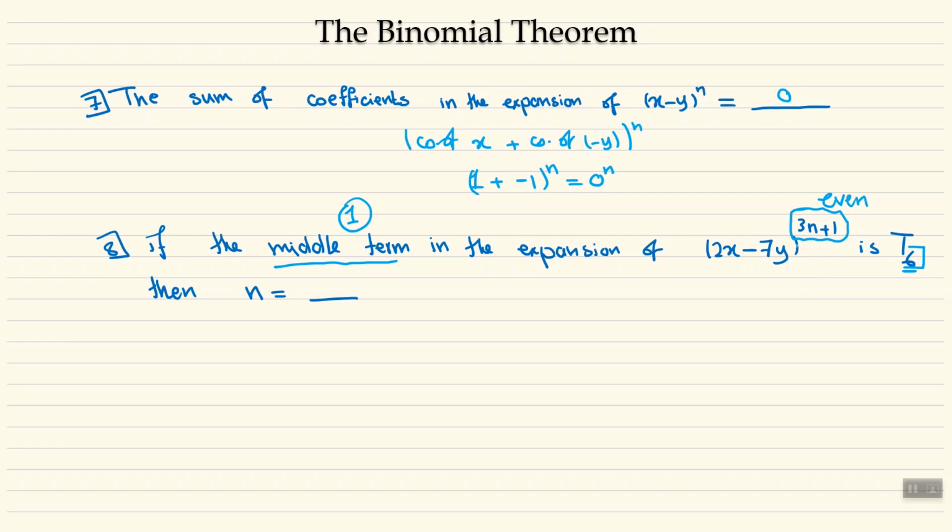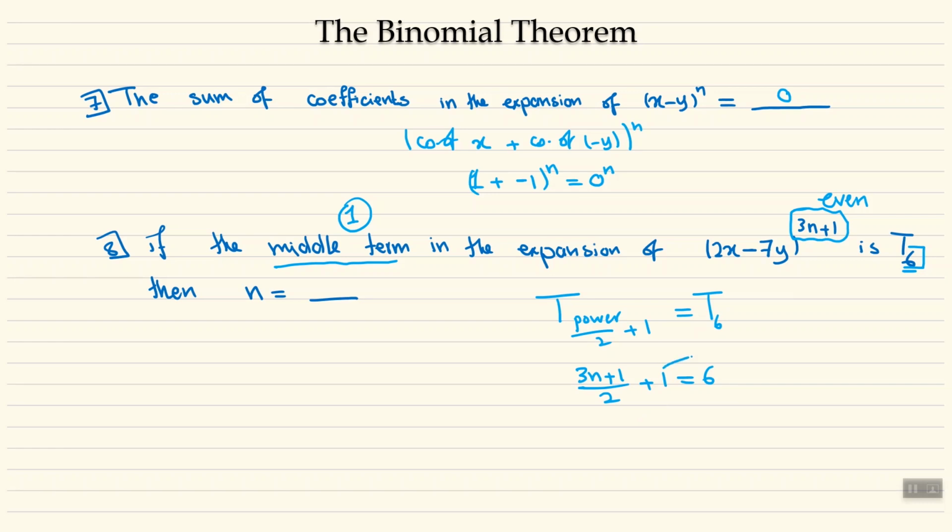And if it is even, we know that the order of the middle term is t to the power divided by 2 plus 1. Here it is t6. This is the middle term. Our power, let's ignore the t's. Let's look at the order, the subscript. Our power is (3n plus 1) divided by 2, plus 1, is equal to 6.